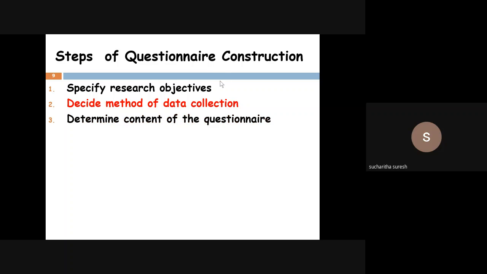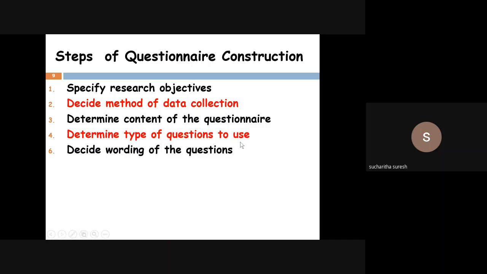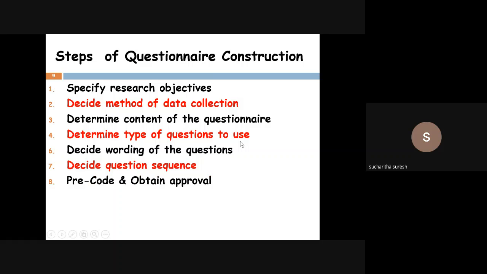Determine content of the questionnaire. How to determine? Let us see. Determine type of question to use. Is there any type of question also? We know what types I can give to my students. In a questionnaire also types are there. Yes. Decide wording of the questions. Decide question sequence. Pre-code and obtain approval.